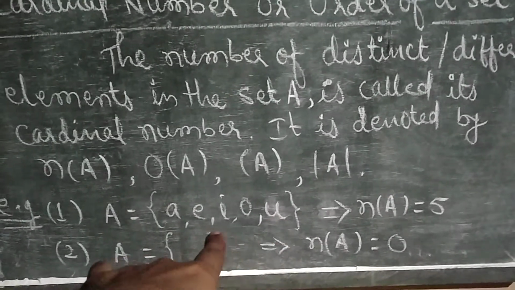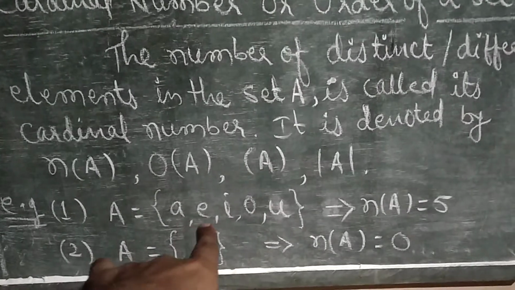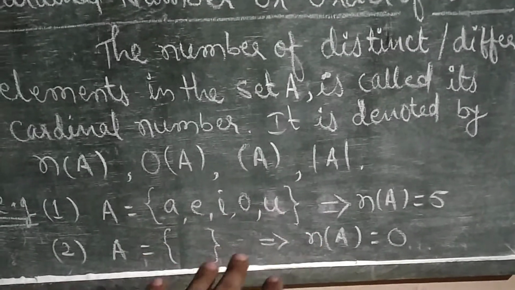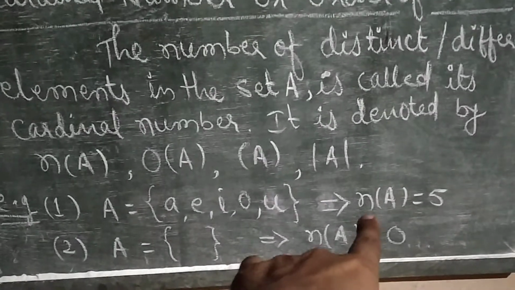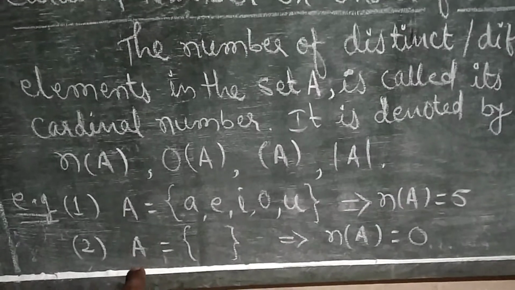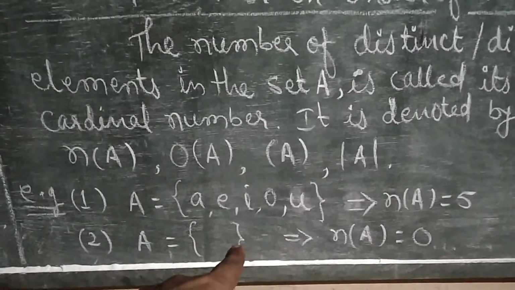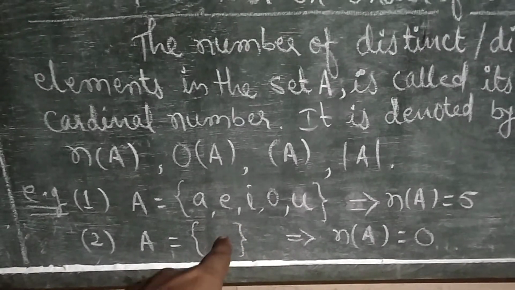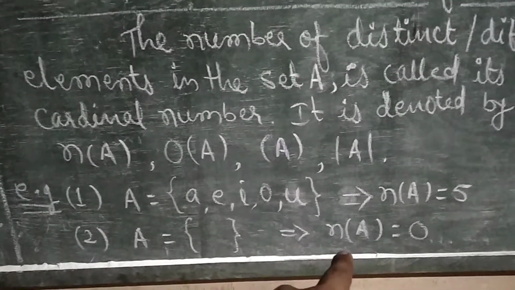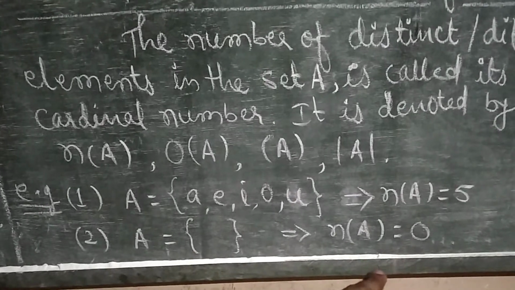So how many elements? We will count it. A, E, that is 1, 2, 3, 4, 5. So there are 5 elements, so its cardinal number will be n of A equal to 5. Now next set, we are taking A equal to empty braces. There is no element written in the braces, so its cardinal number will be 0, because there is no element, n of A equal to 0.